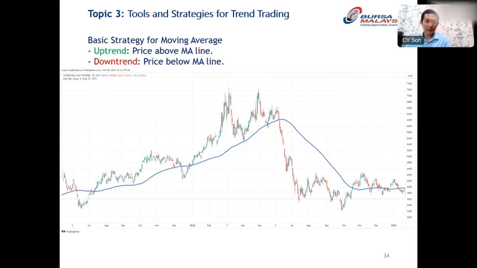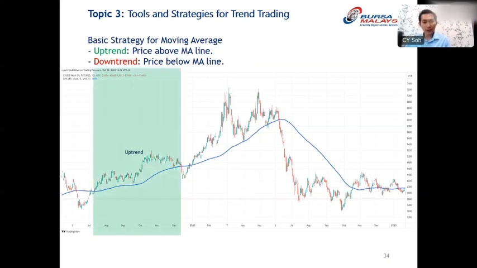So for the moving average, let's have a look at what the basic strategy is. There is a clear criterion for uptrend and downtrend for the moving average. For an uptrend, the criterion is when the price is above your moving average line. So this is an uptrend. And when the price is below your moving average line, this is what we identify as a downtrend.